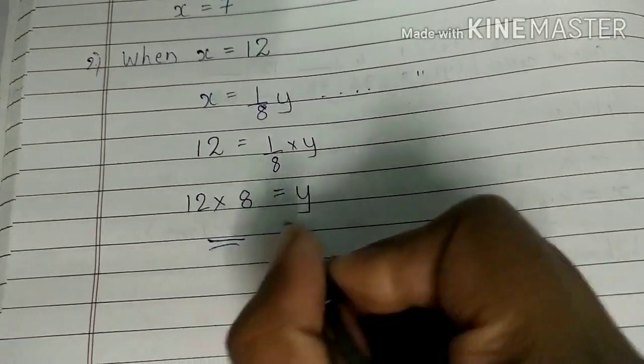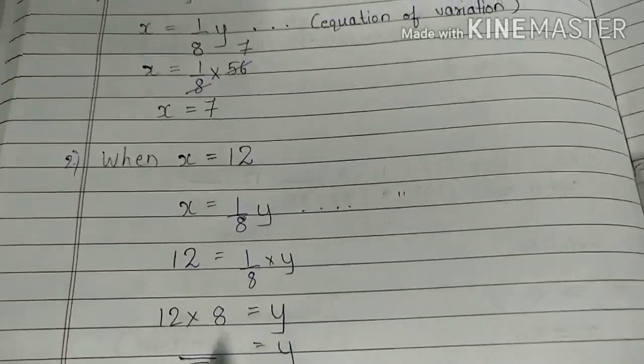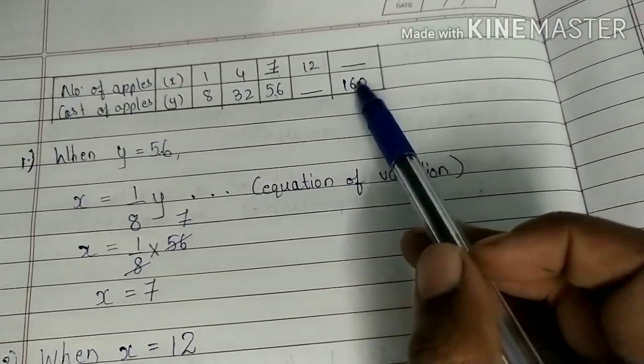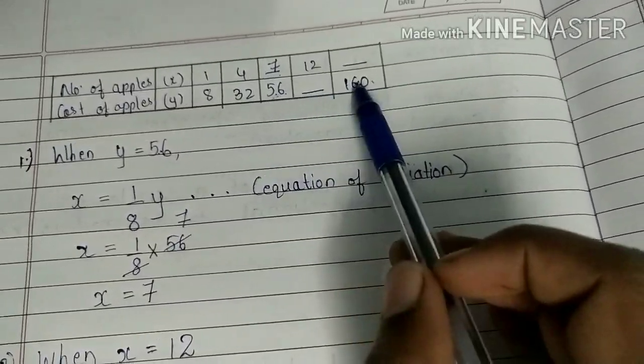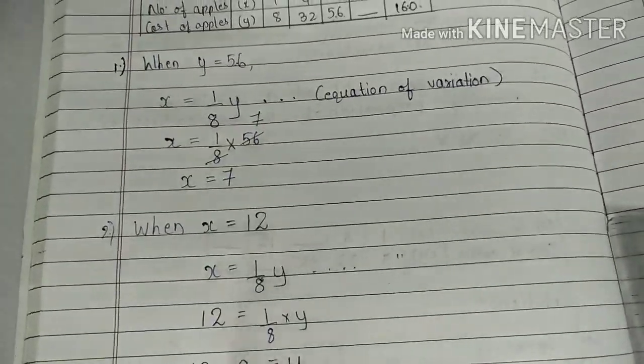Multiply and write the answer. That answer you will substitute here. And then the third one, again it's like this sum. It's the same, y is given, x is not given. So I hope you have understood how to do this sum.